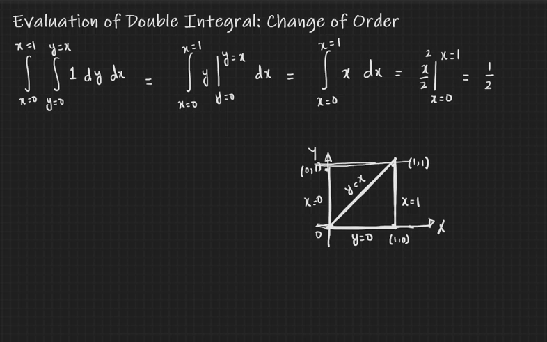What would be the equation of this straight line? That would be y equals 1, because we know that the coordinates of this point are 1 comma 1. So the equation of this straight line would be y equals 1.